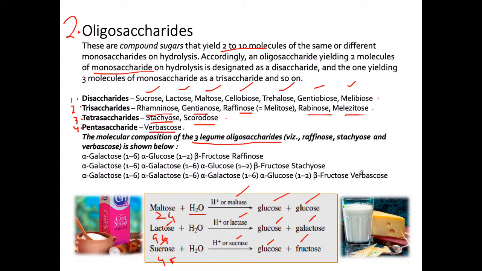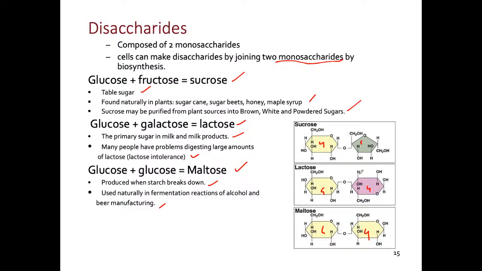Here we can see maltose in the presence of water and maltase enzyme gives glucose and glucose. Whereas lactose in the presence of water and lactase enzyme gives glucose and galactose. On the other hand, sucrose in the presence of sucrase gives glucose plus fructose. Then come the disaccharides. They are composed of two monosaccharides.